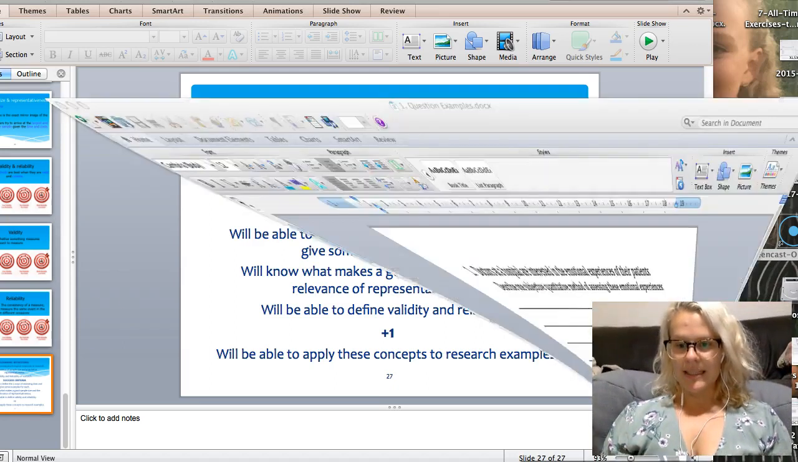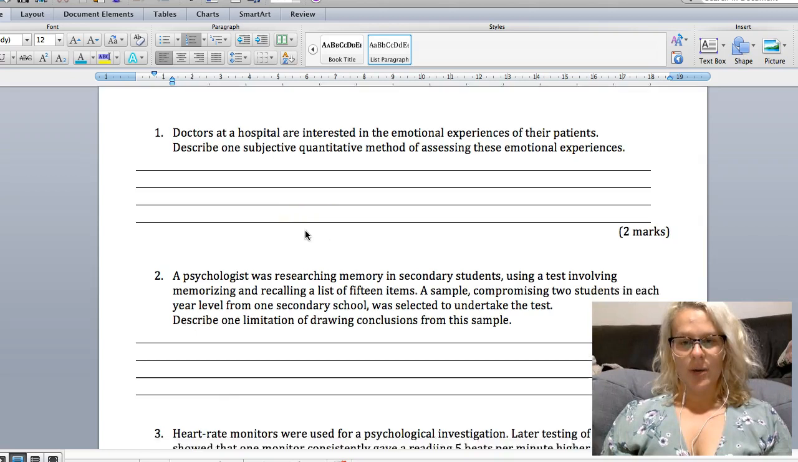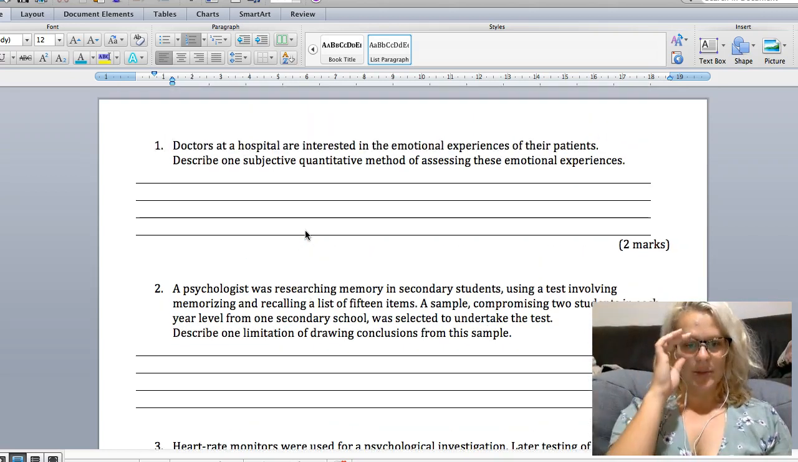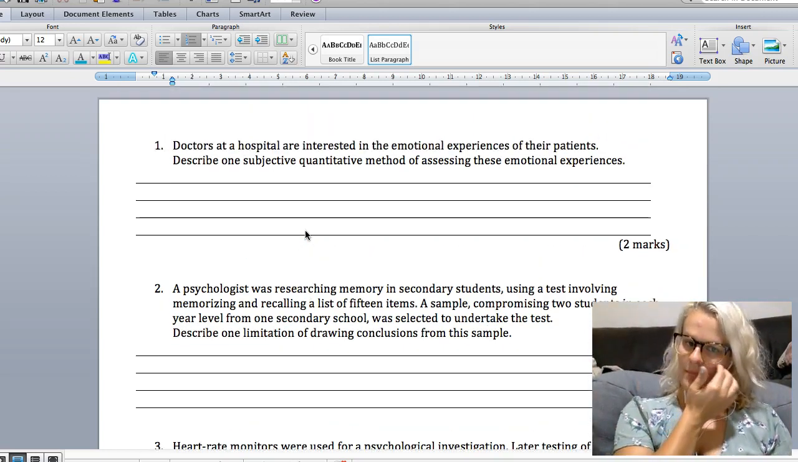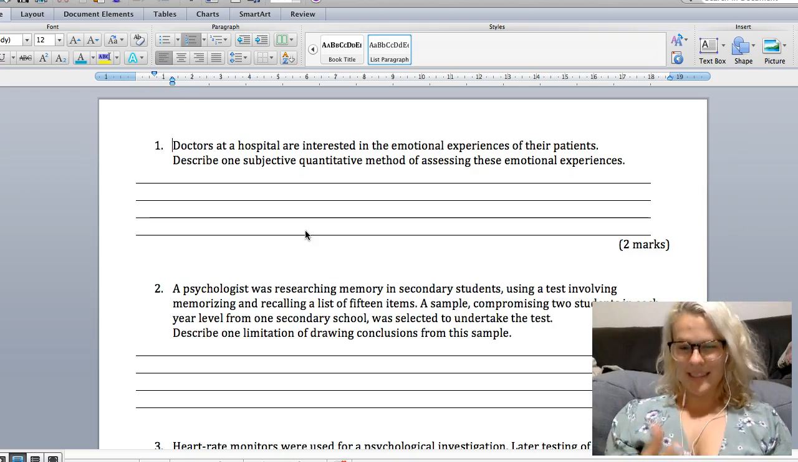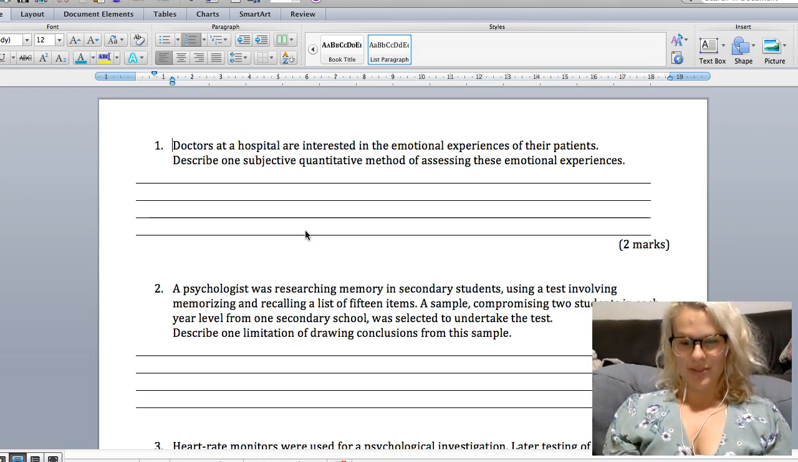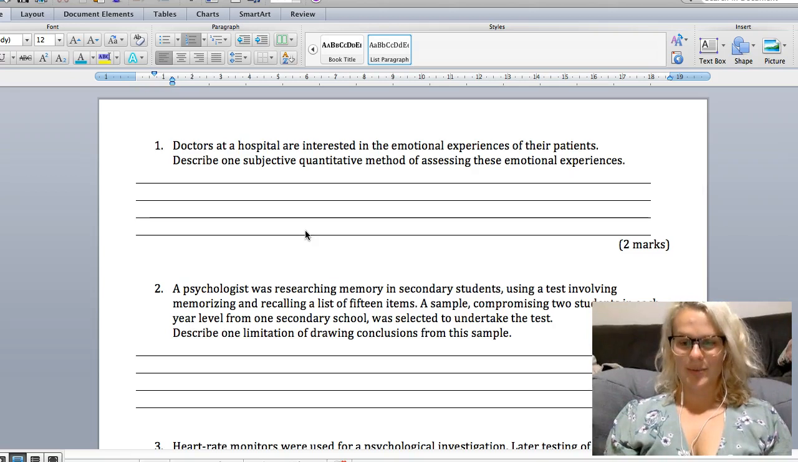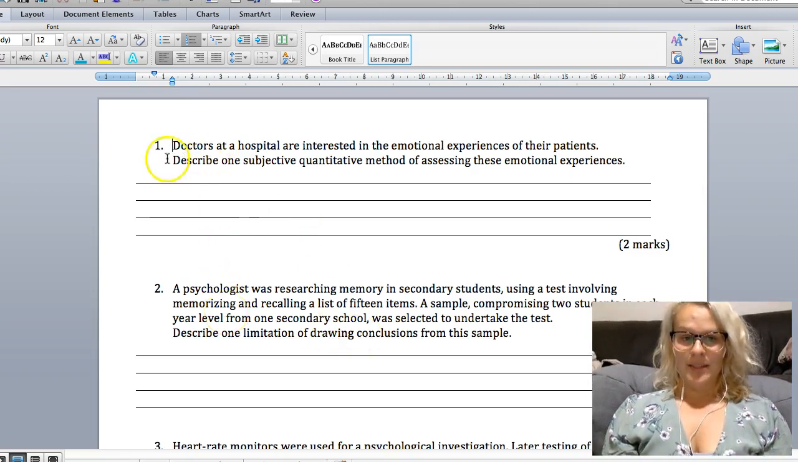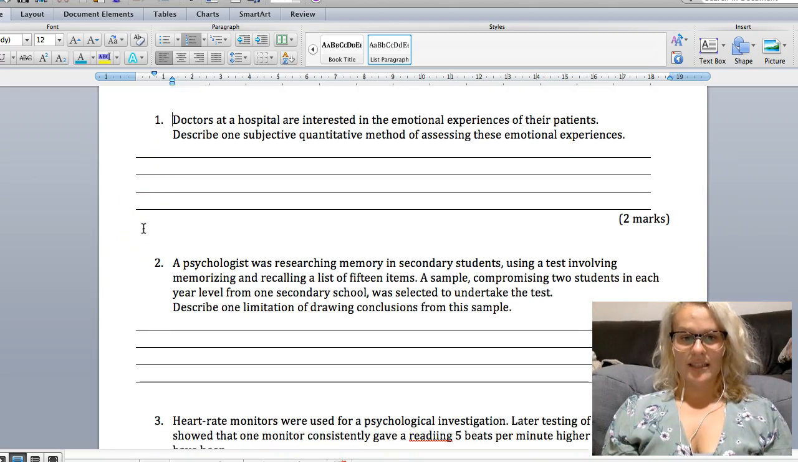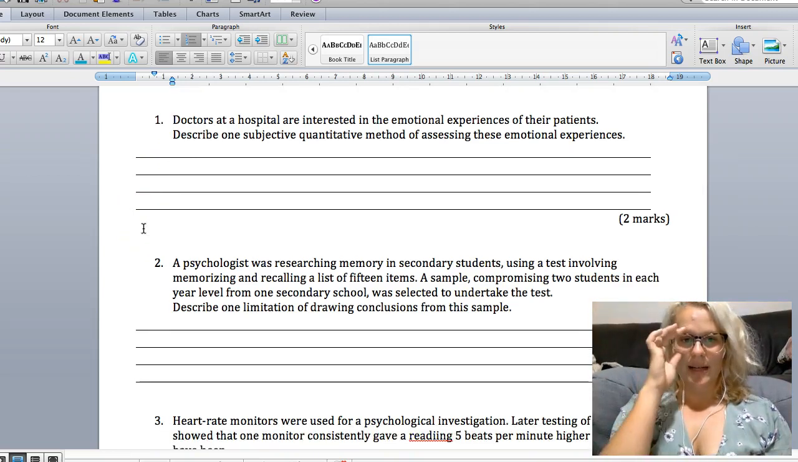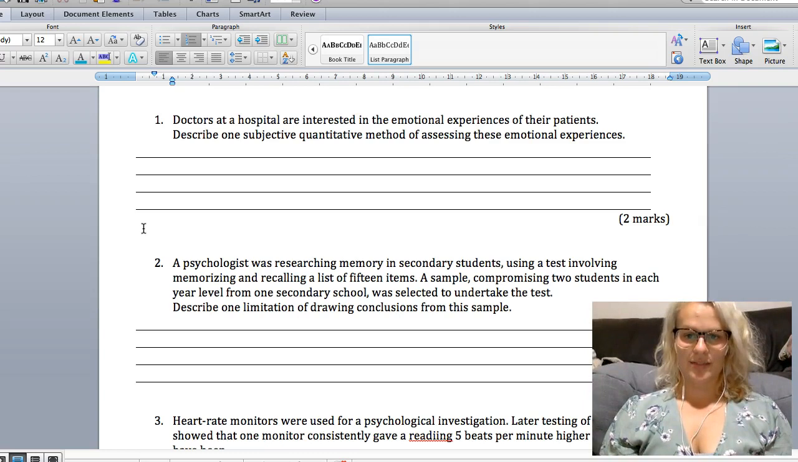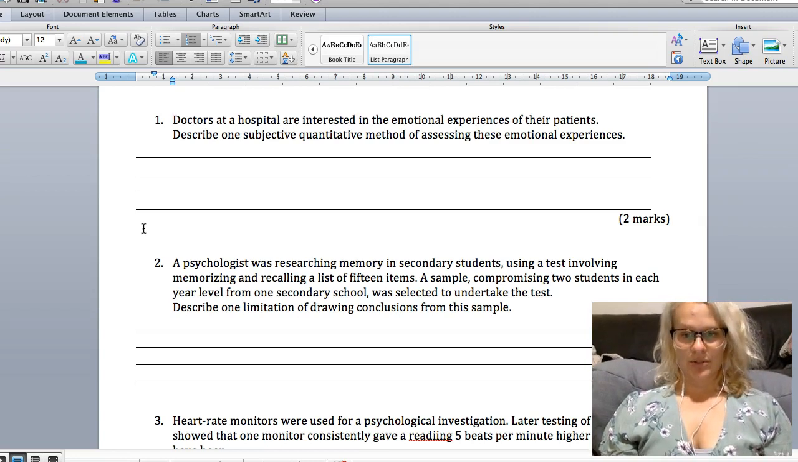So you will be going over some exam questions. Some of these you're not going to be able to do. Don't stress out. If you have done psych before and you feel like you can answer them, then go ahead and try. Your first question is: doctors at a hospital are interested in the emotional experience of their patients. Describe one subjective quantitative method of assessing these emotional responses.